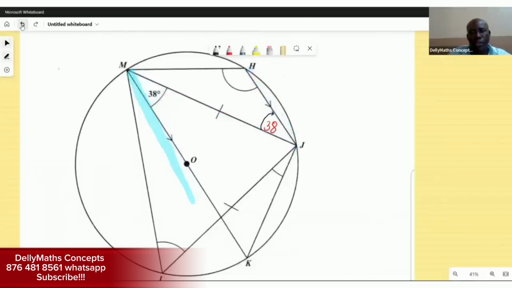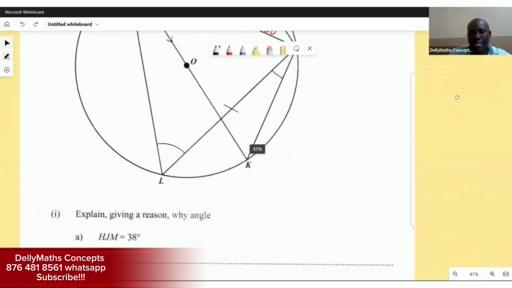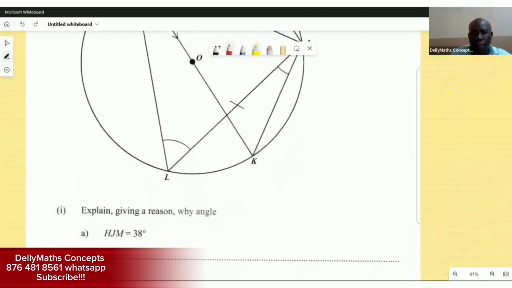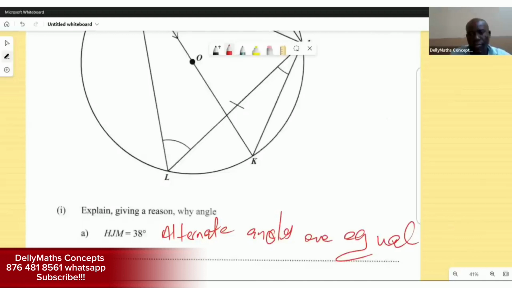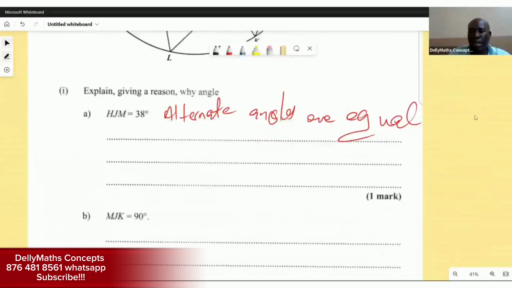So it is 38 because alternate angles are equal. Alternate angles, that's the official term. So to explain and give a reason why, I could say alternate angles are equal. That is a good enough reason for that one mark.